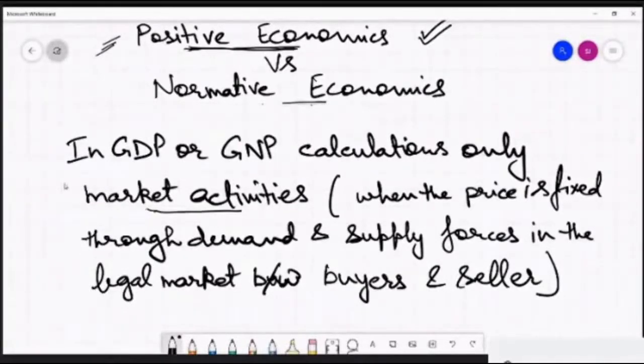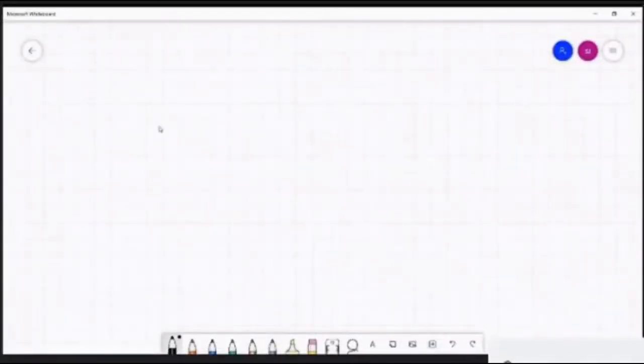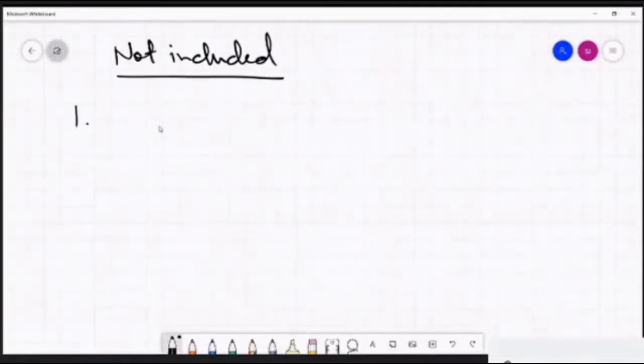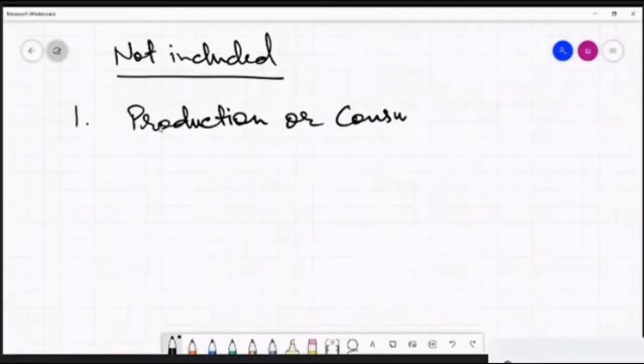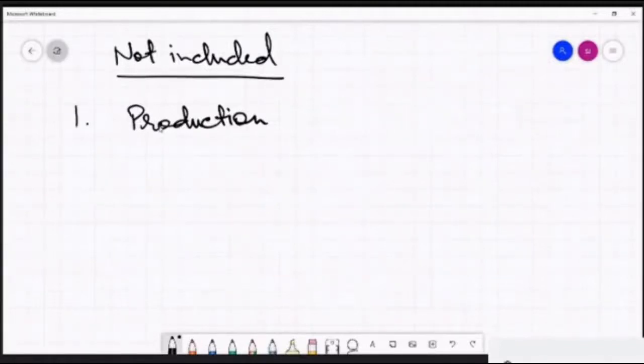So that only is included in GNP. There are a lot of things which are not included in GDP or GNP calculation. What is not included? The first thing is production or consumption of personal use. Instead of writing like this, production for self-consumption.